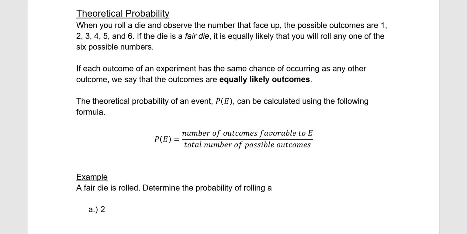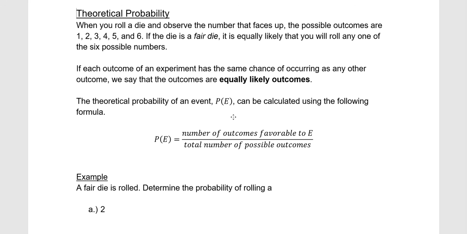So for theoretical probability, before we get into the actual definition, let's say when you roll a die and observe the number that's face up, the possible outcomes are going to be 1, 2, 3, 4, 5, and 6.